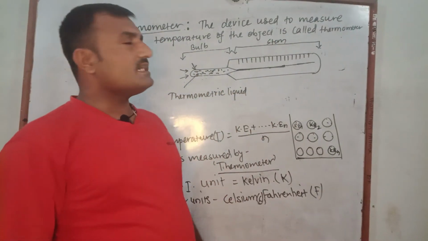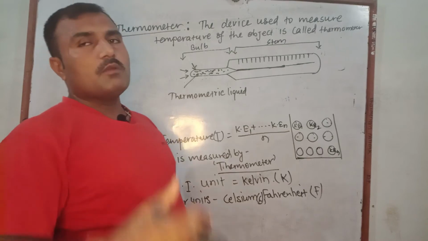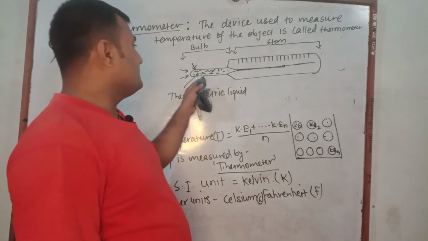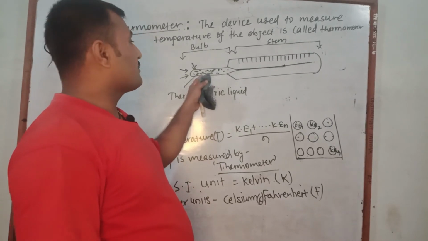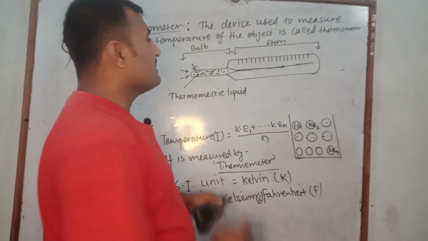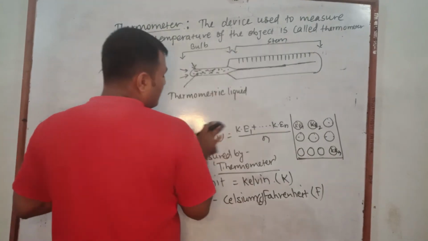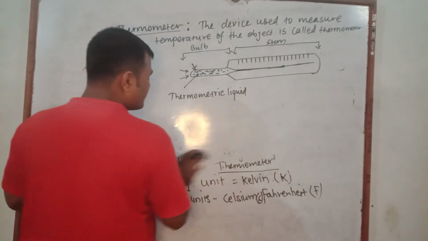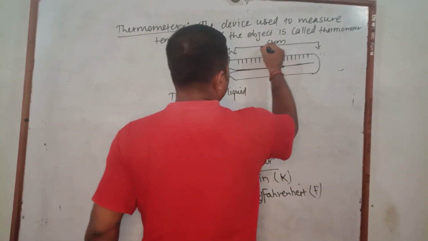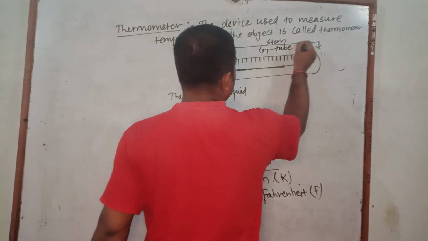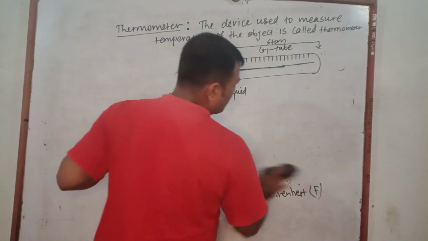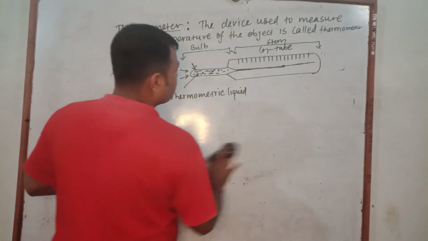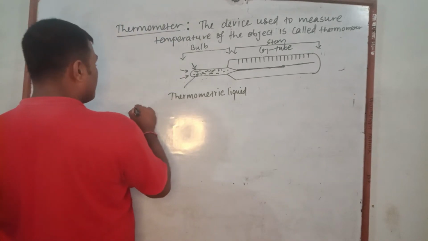How do we measure the temperature of a body? The bulb is kept in the object, and the heat present in the object causes a rise in temperature of the thermometric liquid, and the corresponding measurement calibration on the stem or glass tube of the thermometer helps to measure the temperature of the object. And here we discuss what thermometric liquid is.